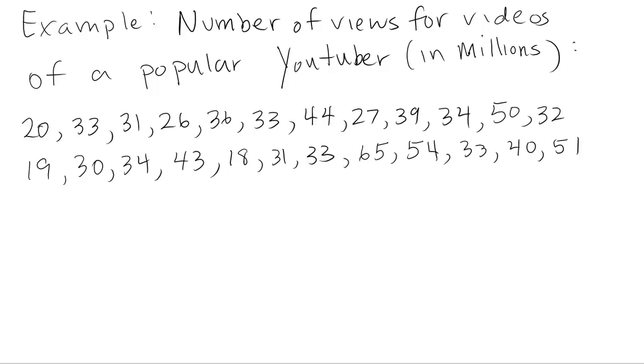In this example, we're going to look at the number of views for videos of a popular YouTuber, and these are all measured in millions of views. So this first 20 means 20 million views, and this 65, which is the largest value in the set, means 65 million views. So this person creates content that gets a lot of views.